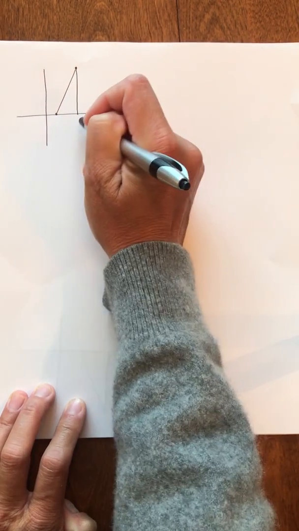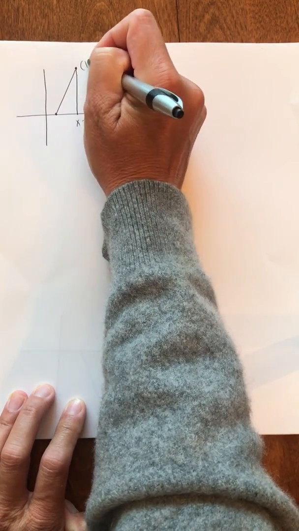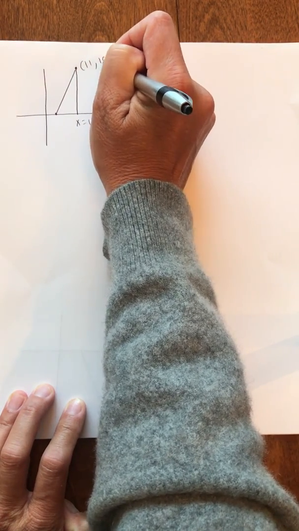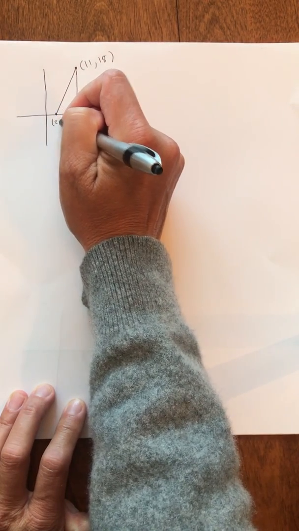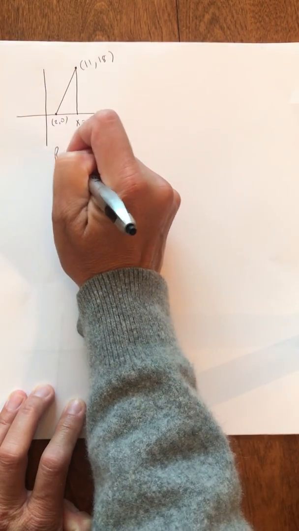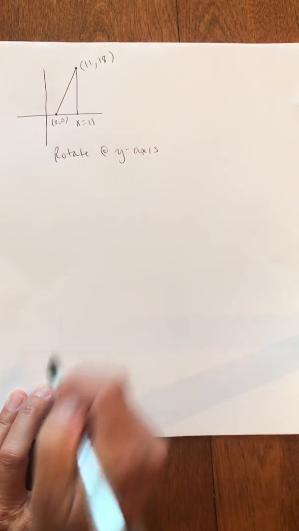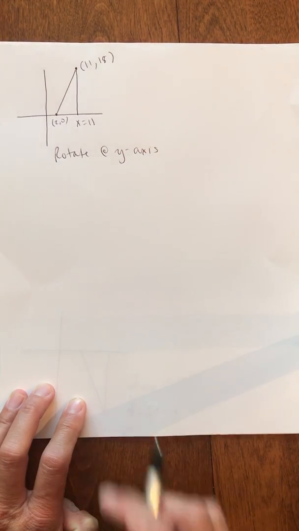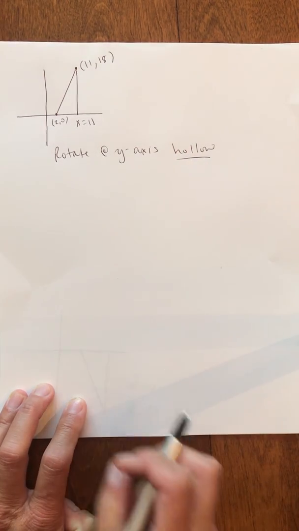So here I have x equals 11. I have the point (11, 2·11 minus 4), and my x-intercept of 2x minus 4 is (2, 0). So now that I have my graph, if I want to rotate this around the y-axis, we can see that this is going to be hollow. It's not touching the y-axis.